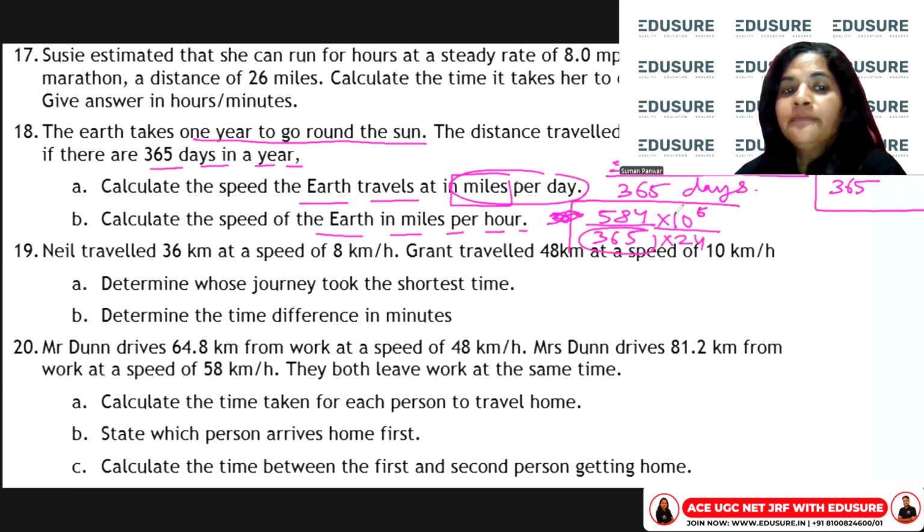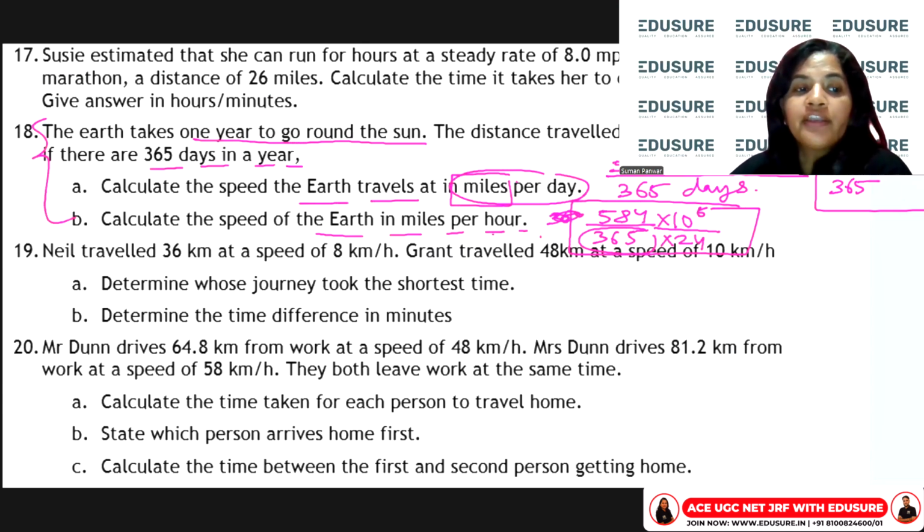So this should be my answer in miles per hour. These are the questions where they're tricking you on the unit, so you have to manipulate the unit. You have to complete the question very, very carefully.